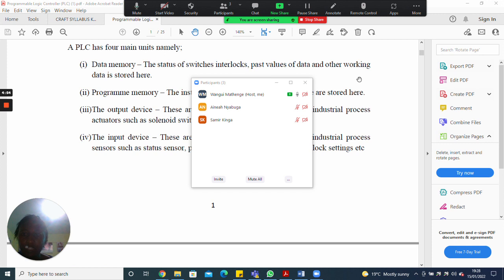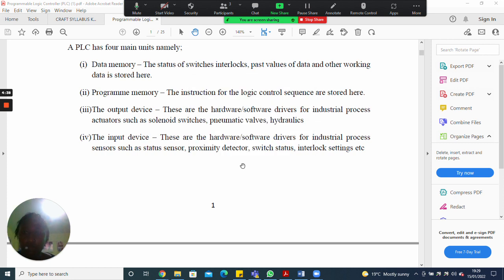We are going to have a very short class, a 5-minute class, due to limitations by Loom. I think my free trial period has expired, and so I am limited to just 5 minutes. In those 5 minutes, I would like us to tackle the 4 main units of a PLC. That is the data memory, the program memory, the output device, and the input device. These are the hardware of a PLC.